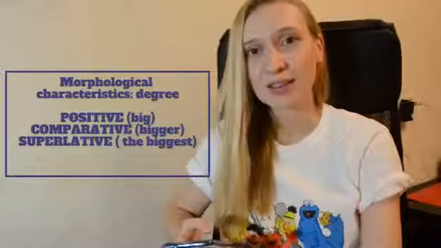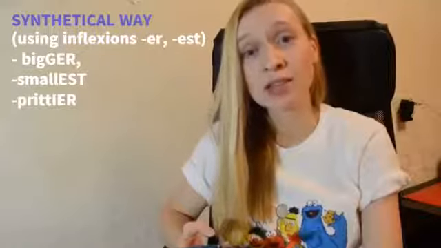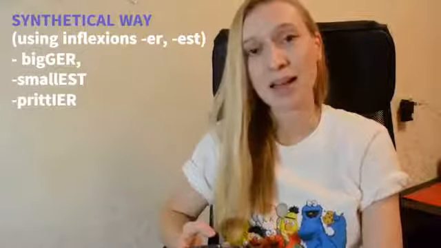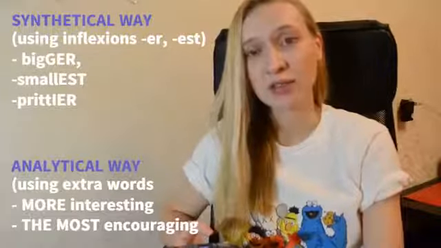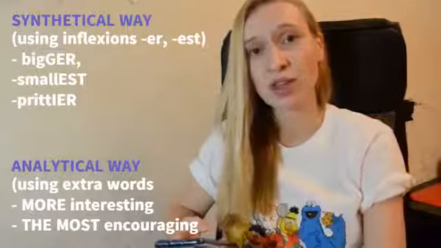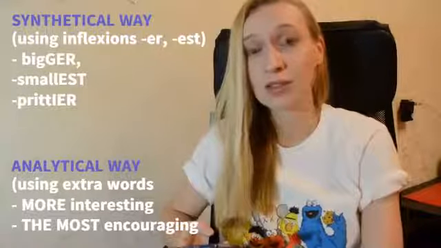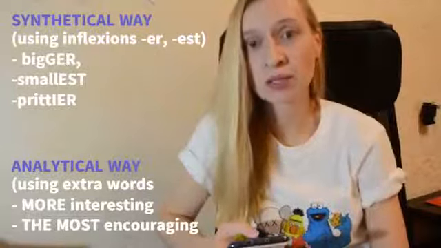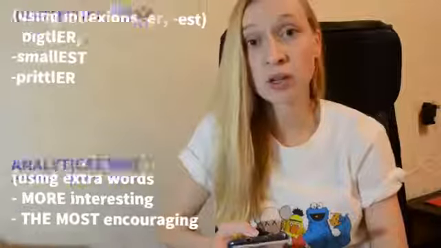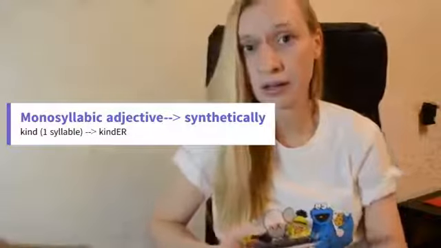Some words form their superlative and comparative forms synthetically, which means that they use different types of inflections like suffixes. As for other words, they can create their forms analytically, which means that they use different extra words like more, the most, less, the least. You probably know that monosyllabic words, which comprise only one syllable, usually create their form by means of synthetical way, so it means that we add some suffixes. They are usually er and est.